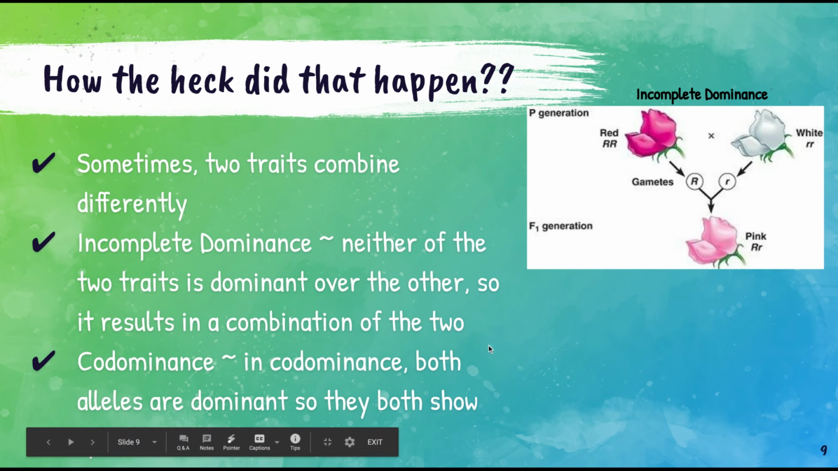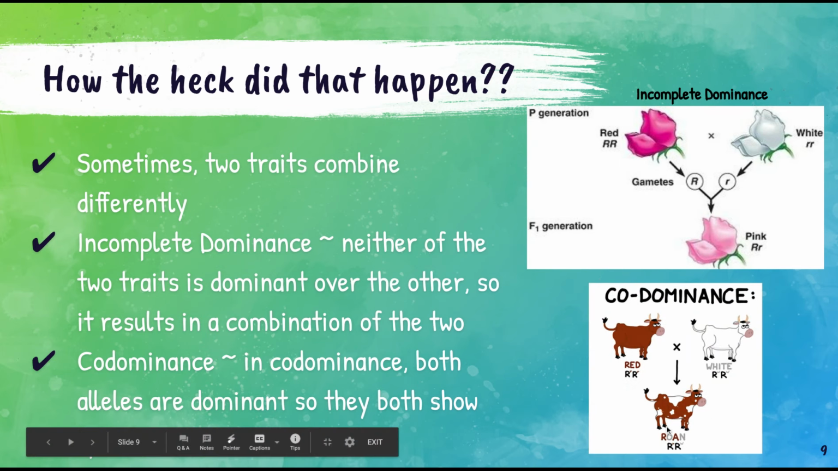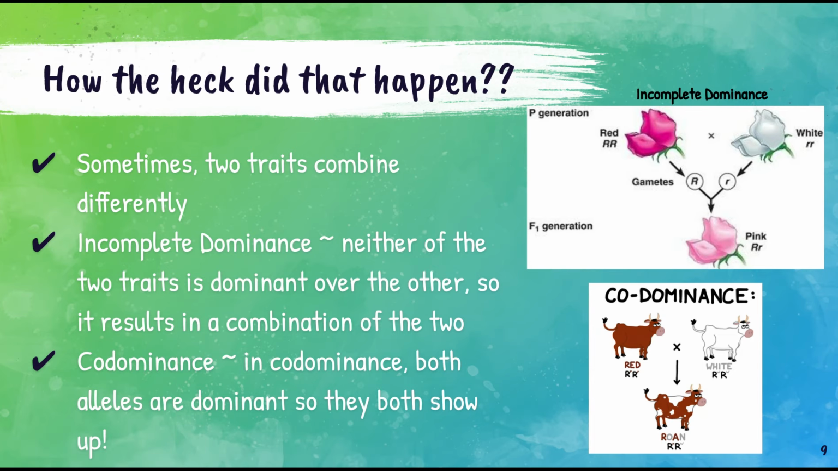Codominance, they're both dominant, so they both show up. Okay, they can't decide. So this would be like a red cow mixed with a white cow, and you get a red and white mixed cow. They both show up. It's co. Just like if you do a co-op in a video game, or cooperation, you do it together. They kind of both show up. So those are some weird things that can happen sometimes.